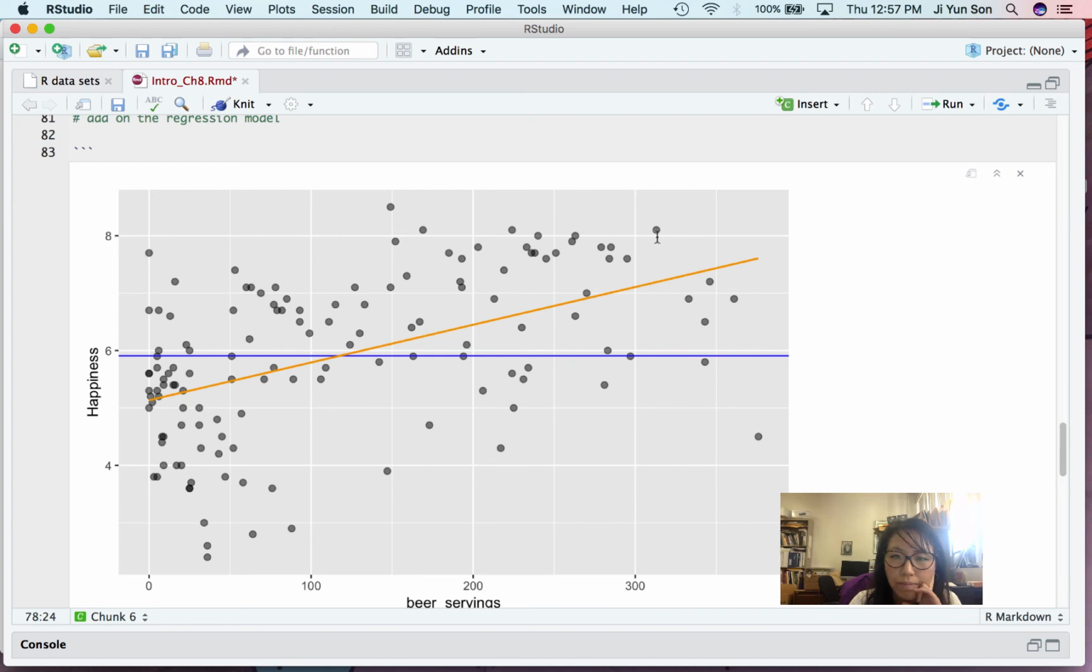Right? But now, my distance to the orange line, to that prediction, it's a lot less. It's about 1 away. Before it used to be like 2 happiness points away. Now it's like 1 happiness point away, right? So that's what the linear model is going to be about. And that's what chapter 8 is all about, trying to figure that out.